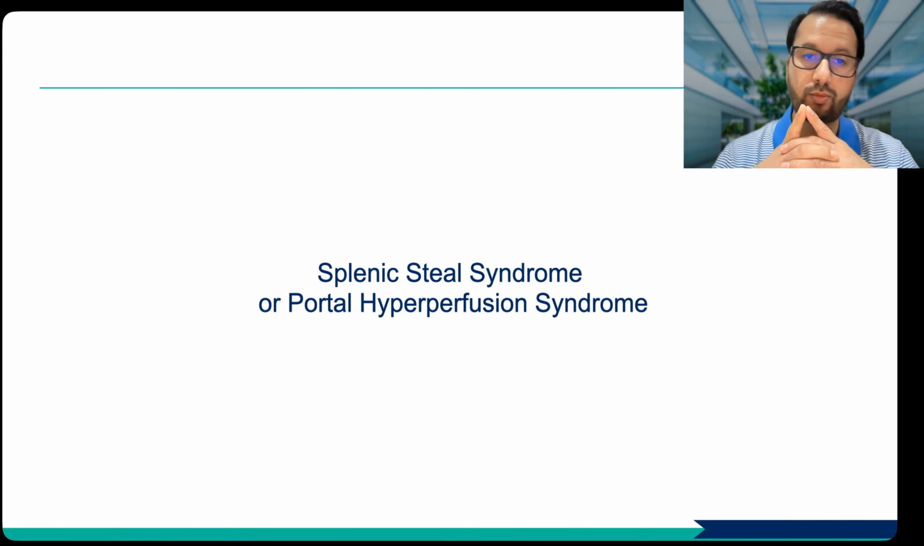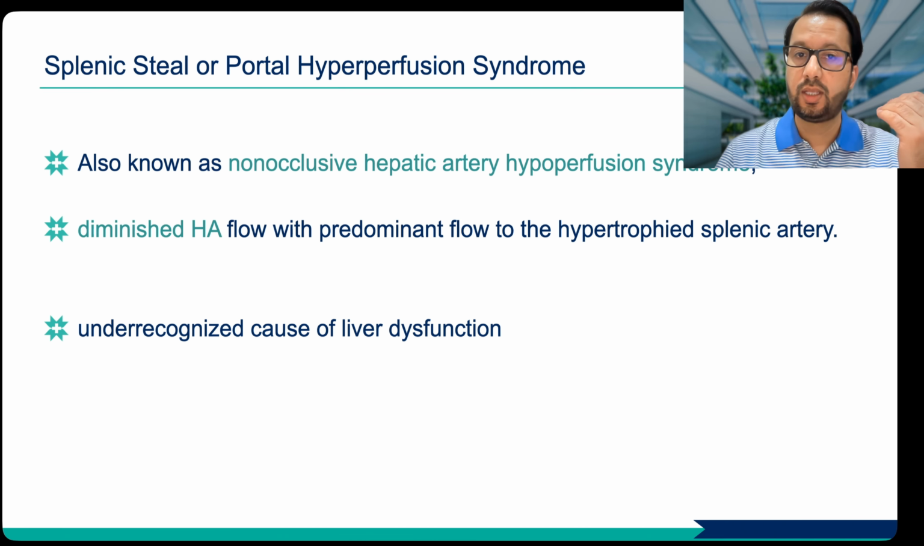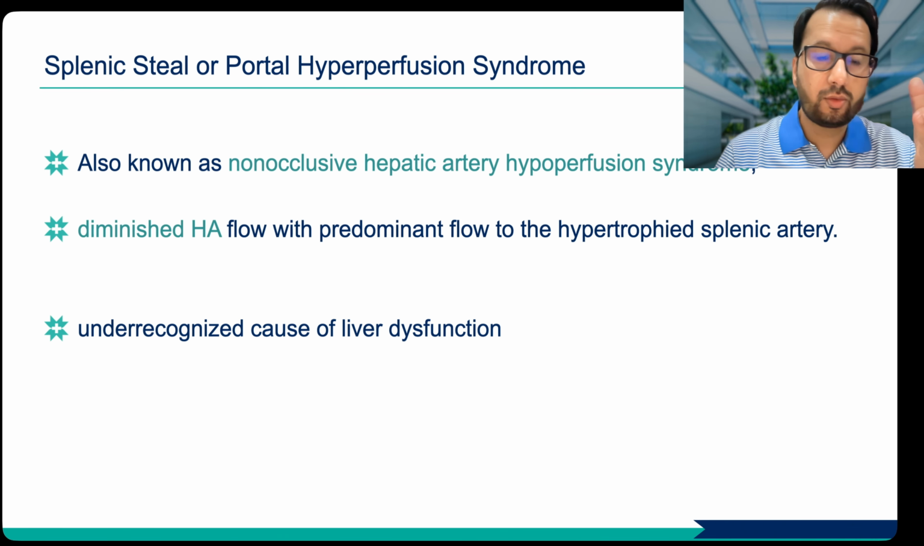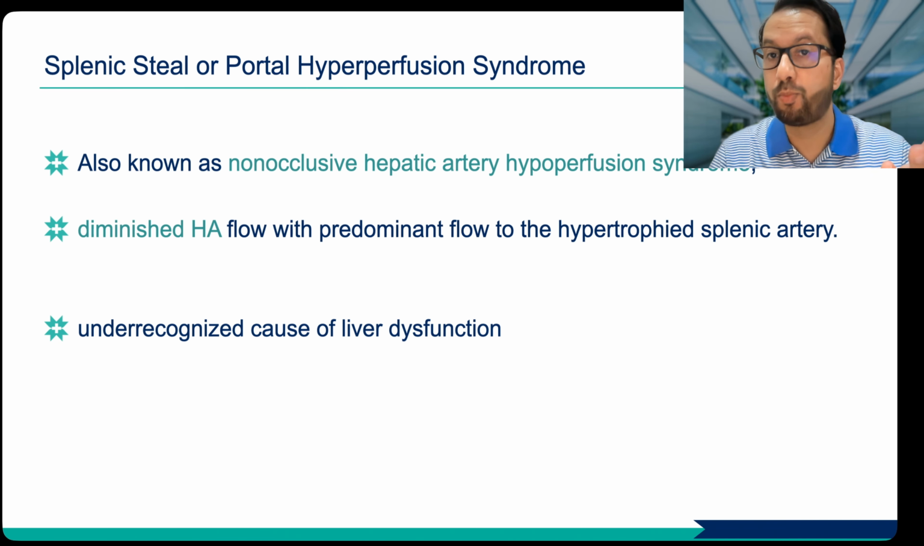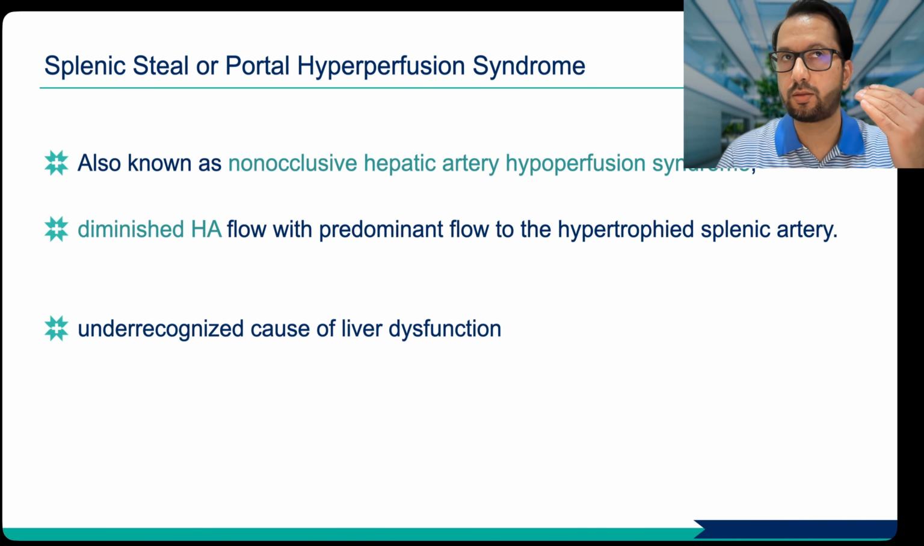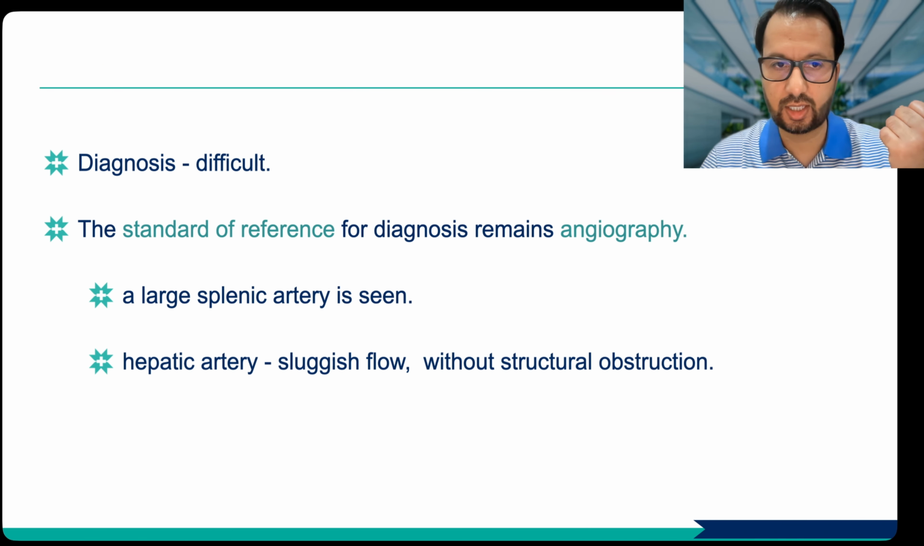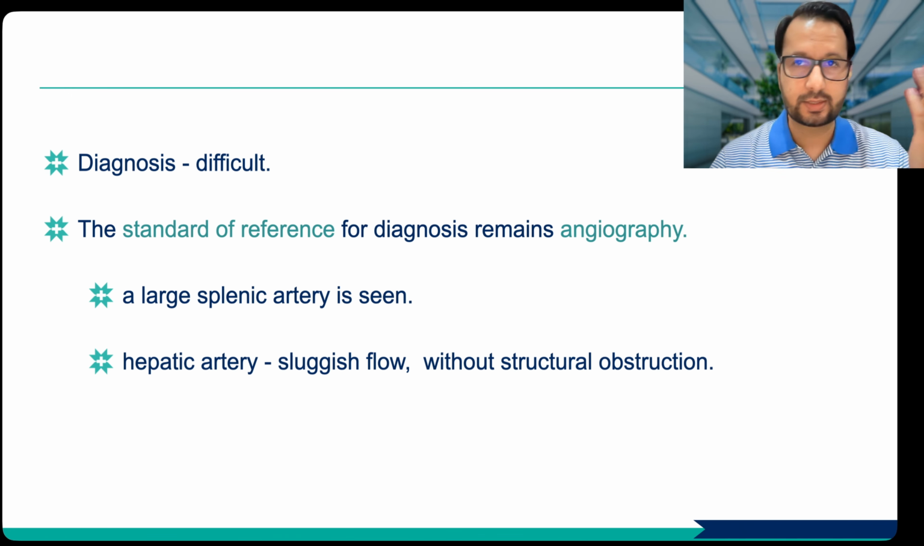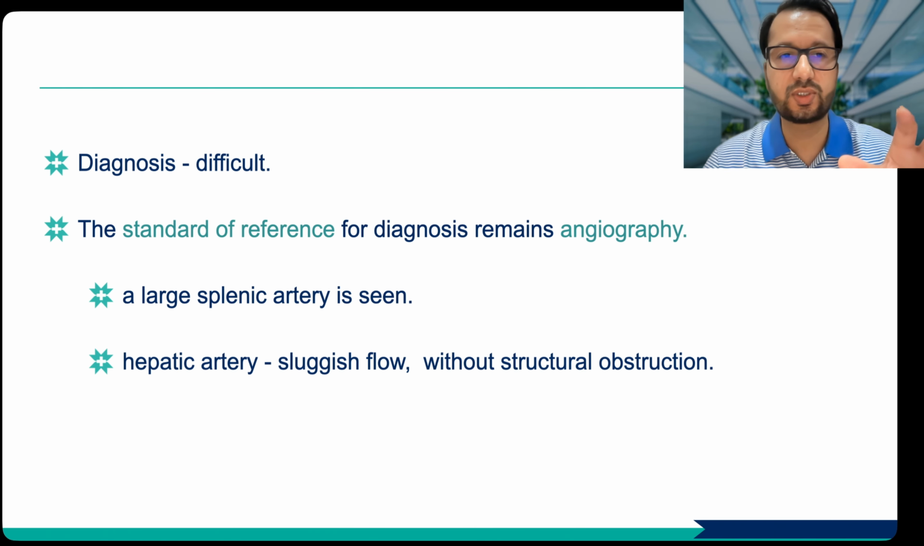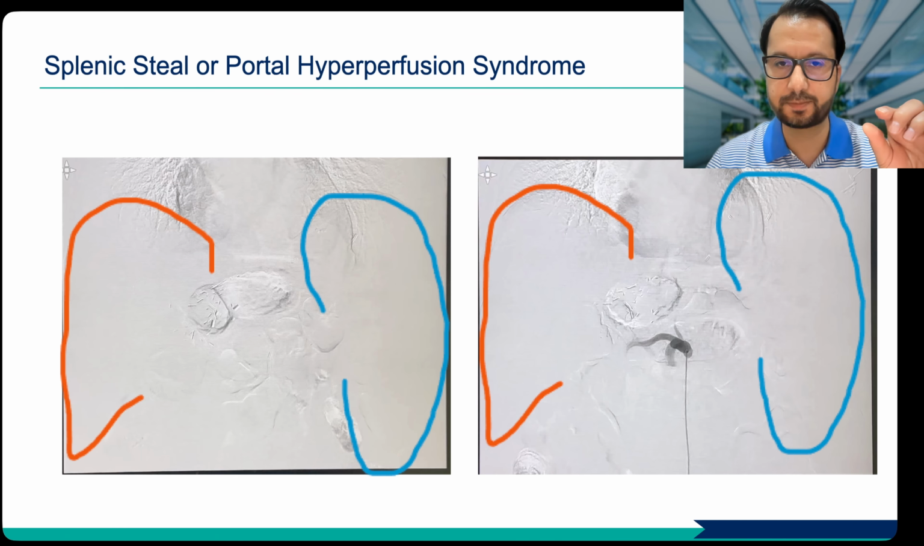Splenic steal syndrome, or portal hypoperfusion. We know that it is basically non-occlusive hepatic artery hypoperfusion syndrome, where there is low blood flow in the hepatic artery and extra or hyperdynamic blood flow in the splenic artery. And diagnosis is usually difficult. It is confused sometimes with the hepatic artery thrombosis, but angiography clearly shows that there is a large splenic artery, and thin, sluggish blood flow in the hepatic artery.